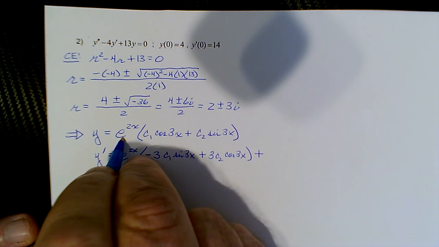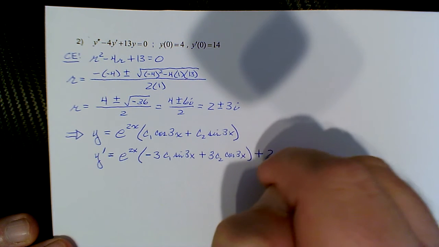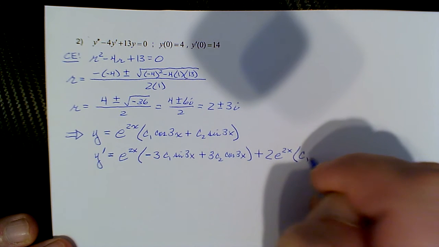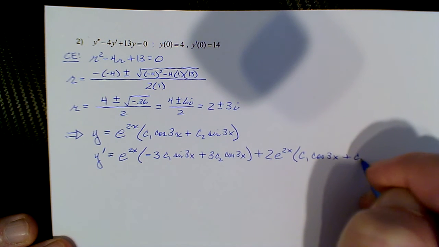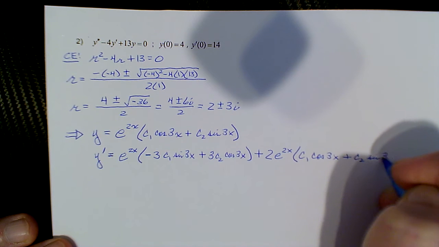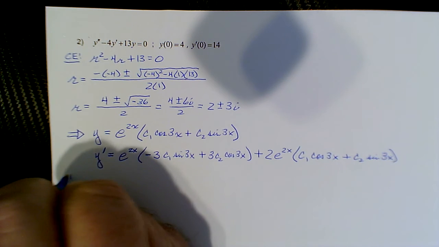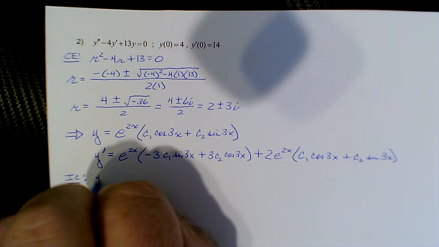so what's in parentheses, times the derivative of the first, and the derivative of e to the 2x is 2 e to the 2x, so I'll write that, and then what's in parentheses unchanged. Okay, and there's really no need to simplify things. I think we can go right for the initial conditions, and things will unfold neatly.